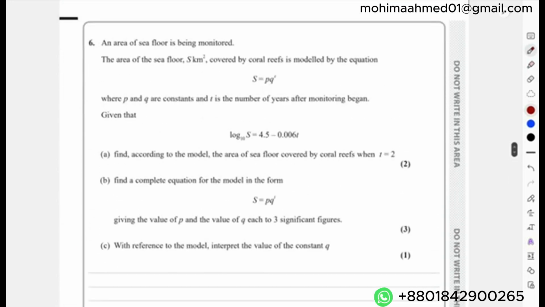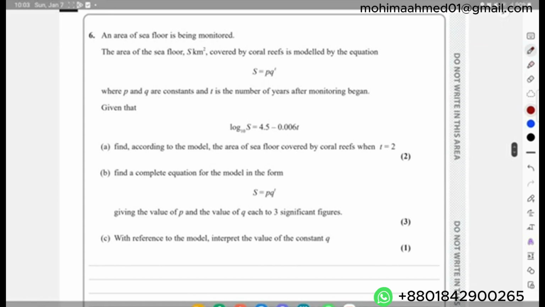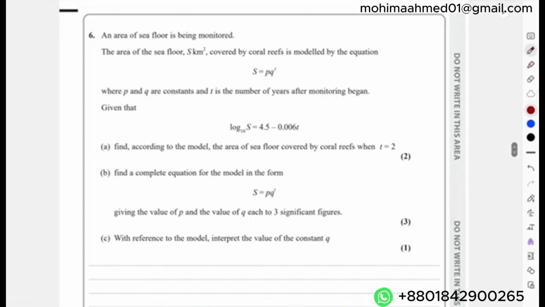So an area of sea floor is being monitored. The area of seafloor is S kilometers square covered by coral reefs in the model. Coral reefs is modeled by the equation where P and Q are constants and T is the number of years after monitoring has begun. We have been provided with an equation and need to find, according to the model, the area of the seafloor covered by coral reefs when time is equal to 3. So you just have to input the value of time equals to 3 into this equation.